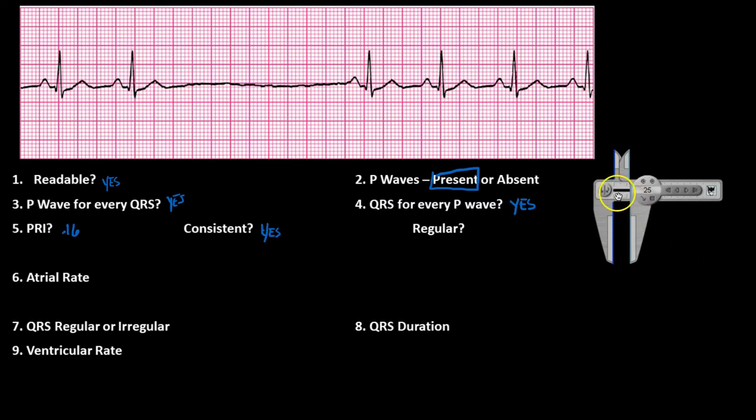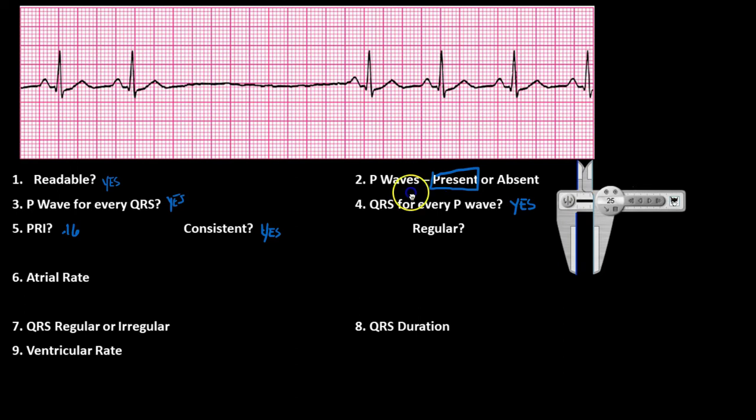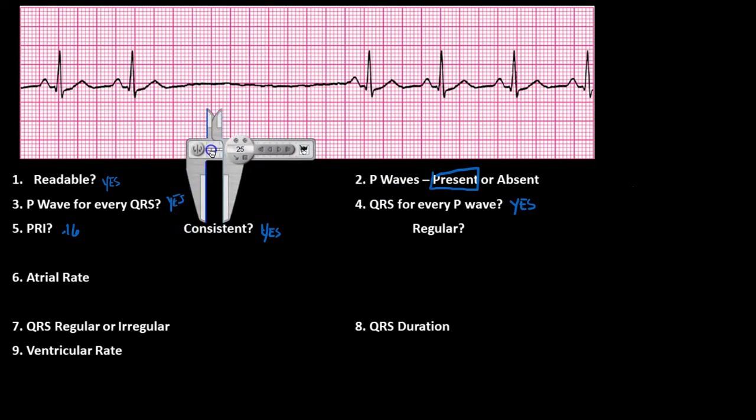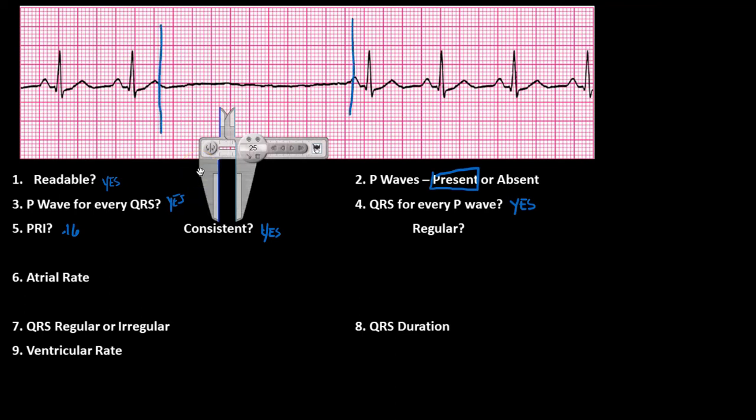Now, is this EKG, this rhythm, regular? Right off the bat, without even identifying whether or not I can put my calipers on it, I can tell you that it is irregular. And we know that it's irregular because this big old area right here is standing out, telling us that this made this whole thing irregular. So in that case, this immediately becomes irregular.